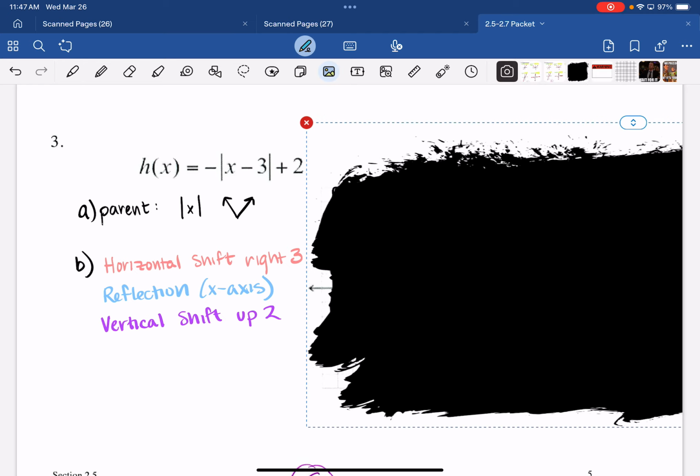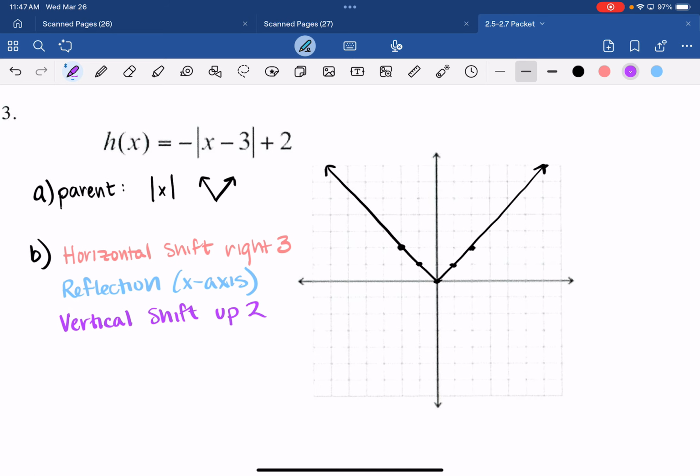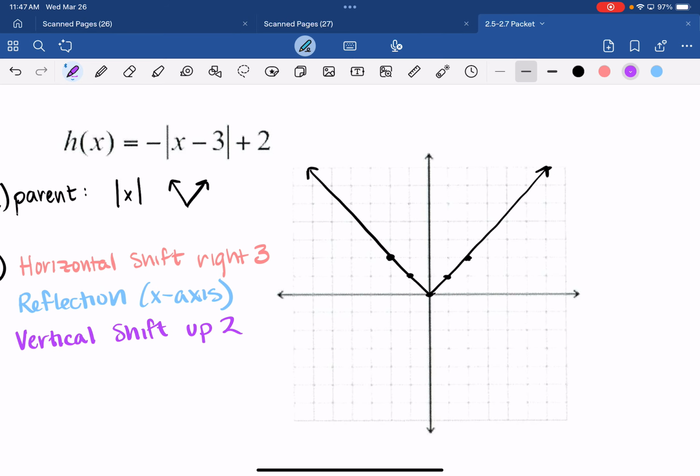All right, so here's my parent function. Okay, go ahead. I want you to start graphing and see if you can finalize. See if you can actually apply this now, and then I'll do it kind of quickly in a couple minutes.